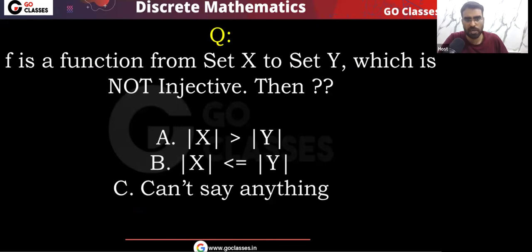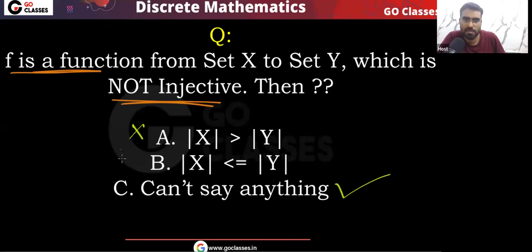Now let's move on. Tell me the answer for this question. F is a function from set X to set Y, which is not injective. Then what can you say about the cardinality of X, Y? Tell me. So the answer will be option C. This will not be the answer.